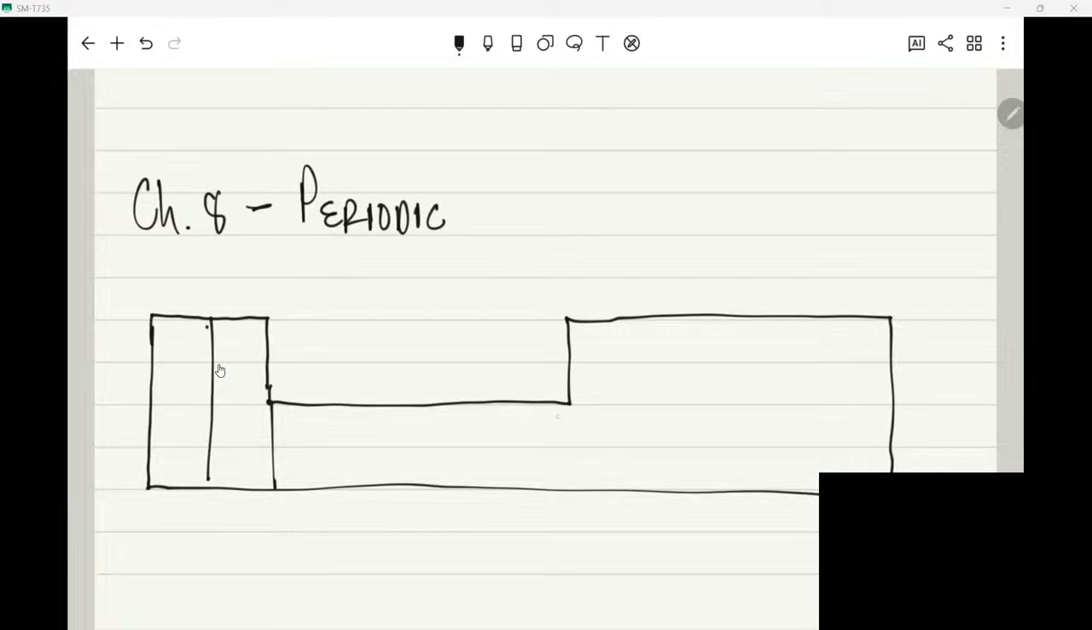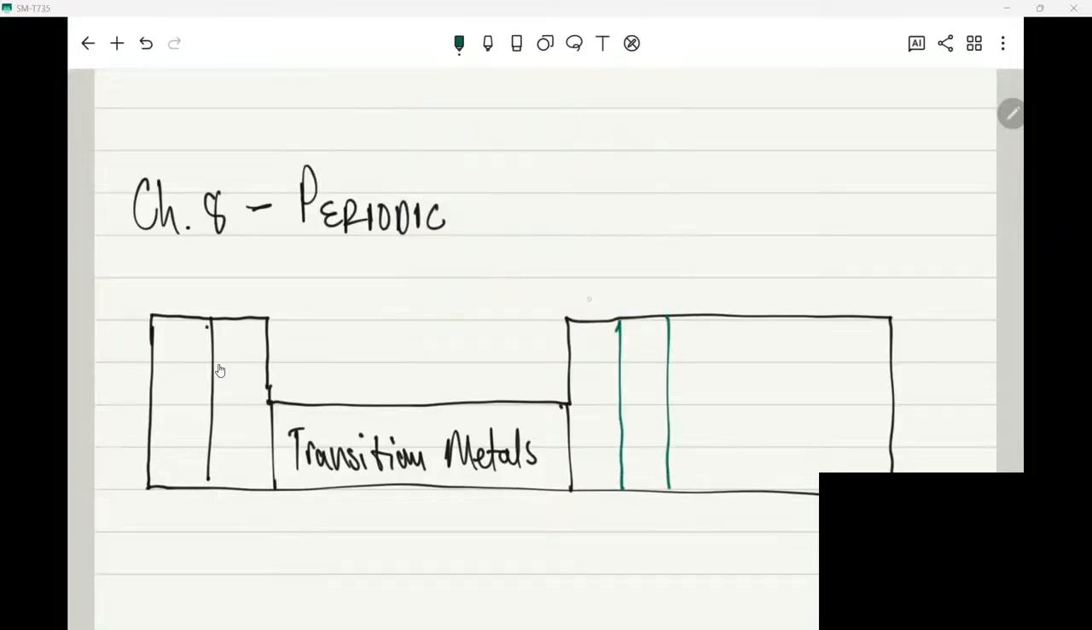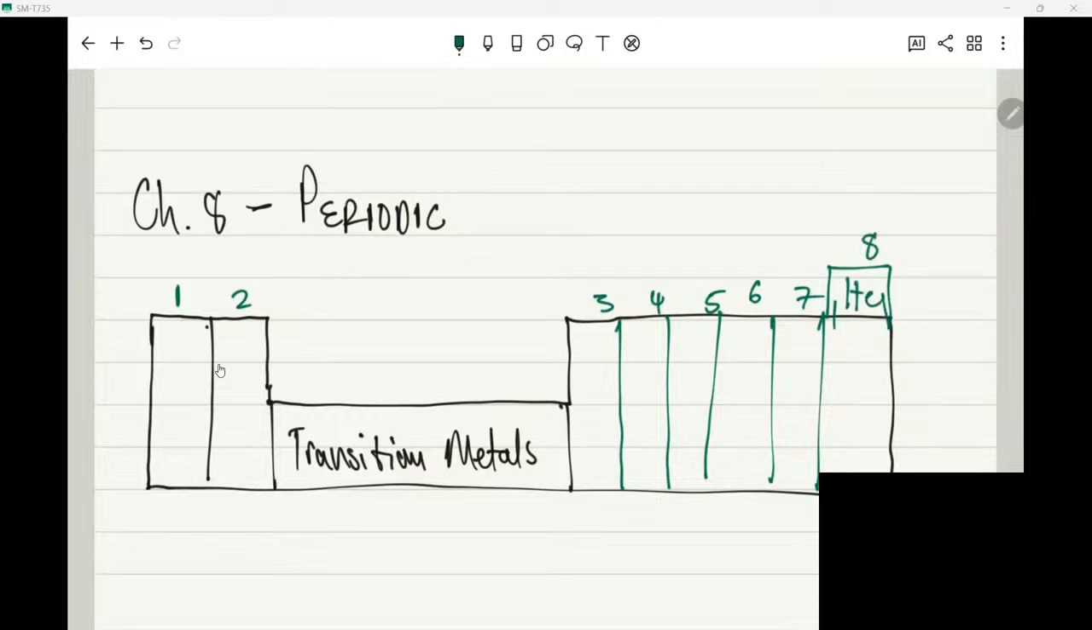Here we have what we call transition metals, or transition elements. We call them transition metals because they're all metals, or almost all metals. Then here we have the other groups: group 1 and group 2, then group 3, 4, 5, group 6, group 7 and group 8. Your group 8 has one guy which makes it different from the others, and that's helium. Then you have hydrogen, which is flying over somewhere here.